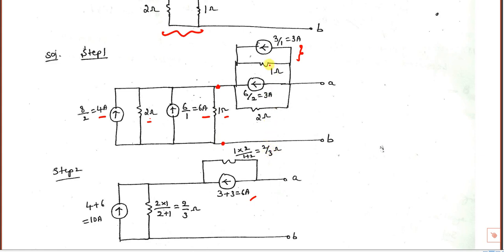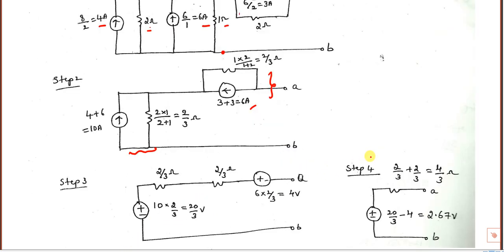And again here also 1 and 2 are in parallel between this node and this node. So the equivalent resistance is 2 into 1 divided by 2 plus 1. It is 2 by 3. Now two current sources are in series. This is a current source, this is a current source. Two current sources in series, we cannot add. We can add only two voltage sources in series. So convert this one to a voltage source. Convert this one to a voltage source.